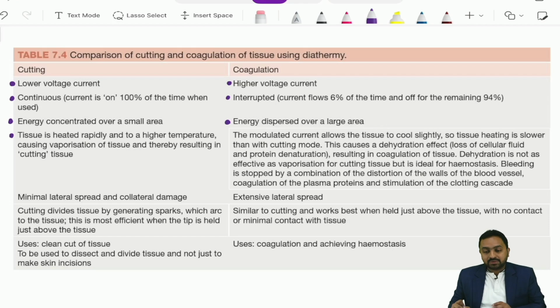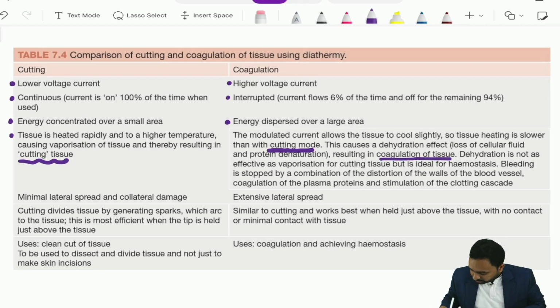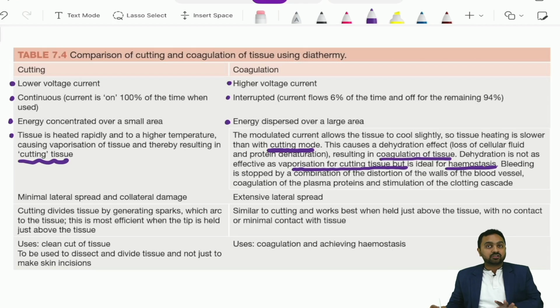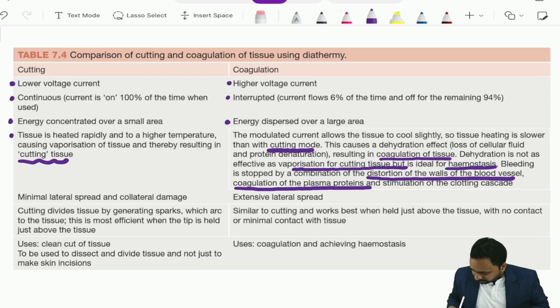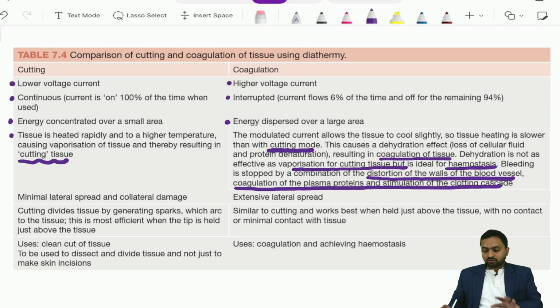Now in cutting, tissue is heated rapidly to a higher temperature, causing vaporization of tissue and thereby resulting in cutting tissue, whereas the modulated current in coagulation allows the tissue to cool slightly, so the tissue heating is lower than with the cutting mode, and this causes a dehydration effect, that is the loss of cellular fluid and protein denaturation, resulting in coagulation of tissue. Dehydration is not as effective as vaporization of the cutting tissue, but is ideal for hemostasis. Now bleeding is stopped by the combination of distortion of walls of blood vessel, coagulation of plasma proteins, and stimulation of your clotting cascade.